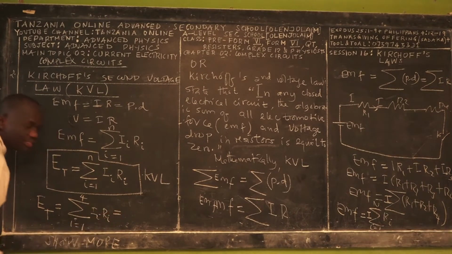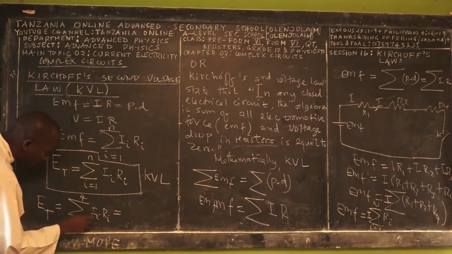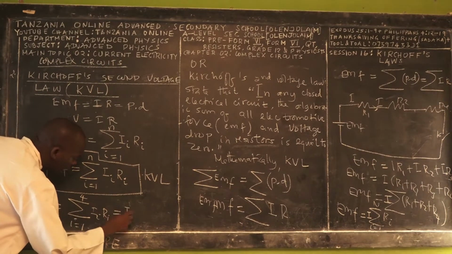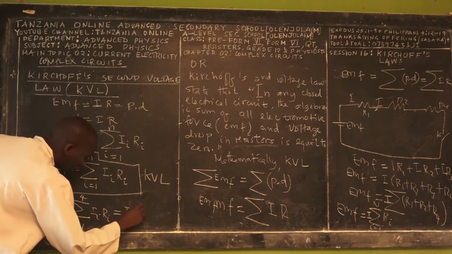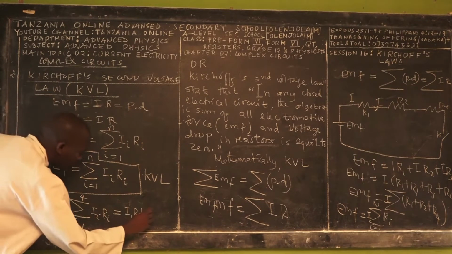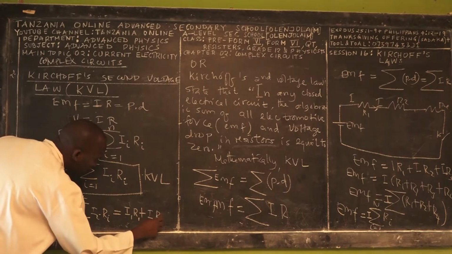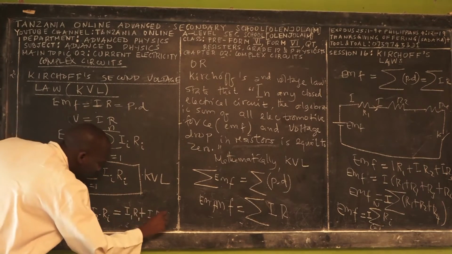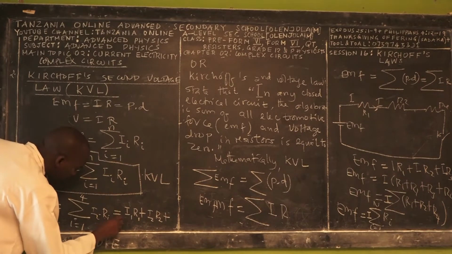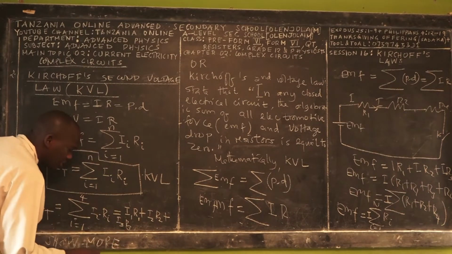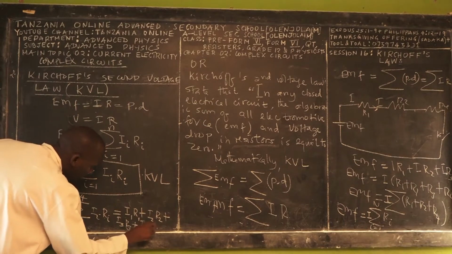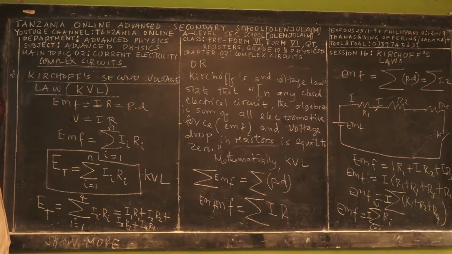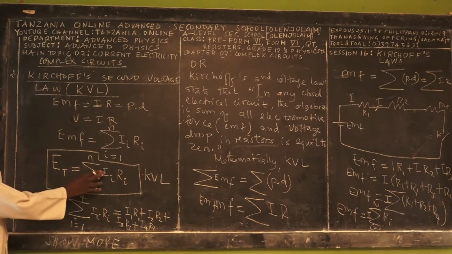So how can we get this total potential difference? The total potential difference, we substitute: when i is equal to 1, we get current 1 times resistance 1, plus, when i is equal to 2, we get current 2 times resistance 2. When i is equal to 3, we get current 3 times resistance 3. When i is equal to 4, we get current 4 times resistance 4. Are we together? That's the meaning of this formula.